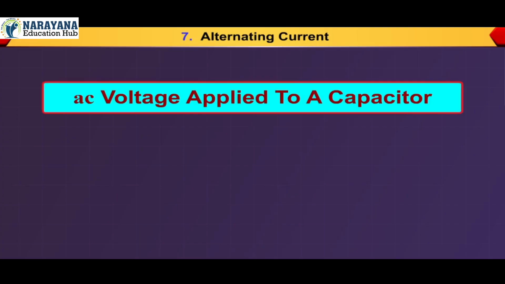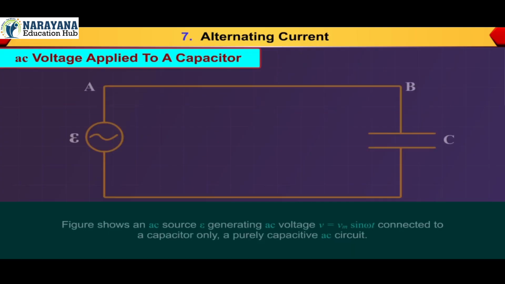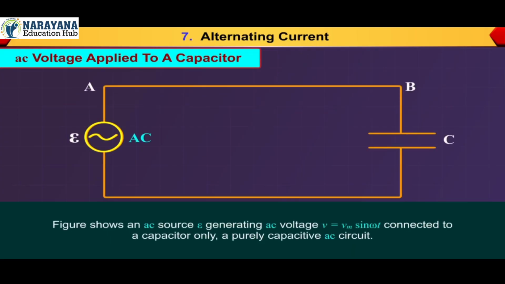AC voltage applied to a capacitor. Figure shows an AC source epsilon generating AC voltage V is equal to Vm sin omega t connected to a capacitor only, a purely capacitive AC circuit.